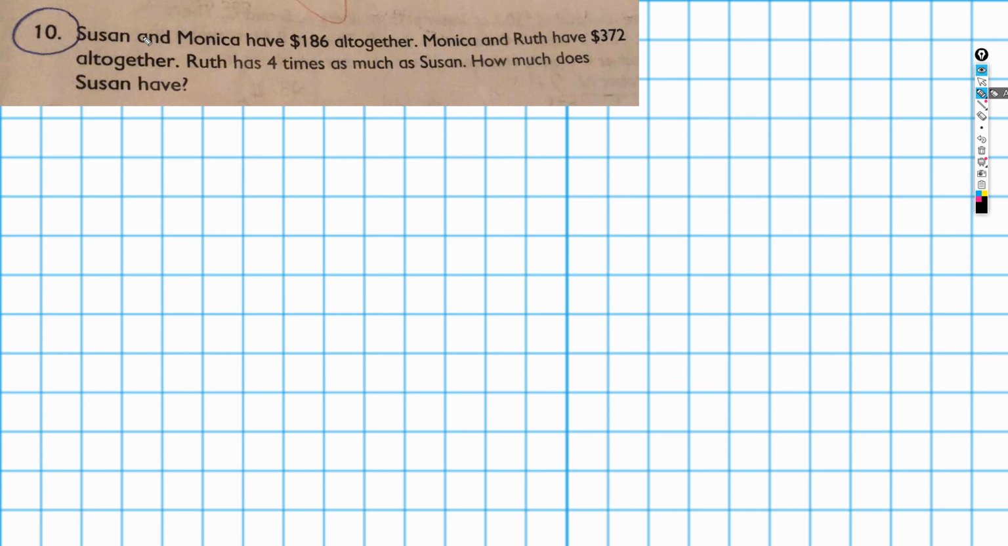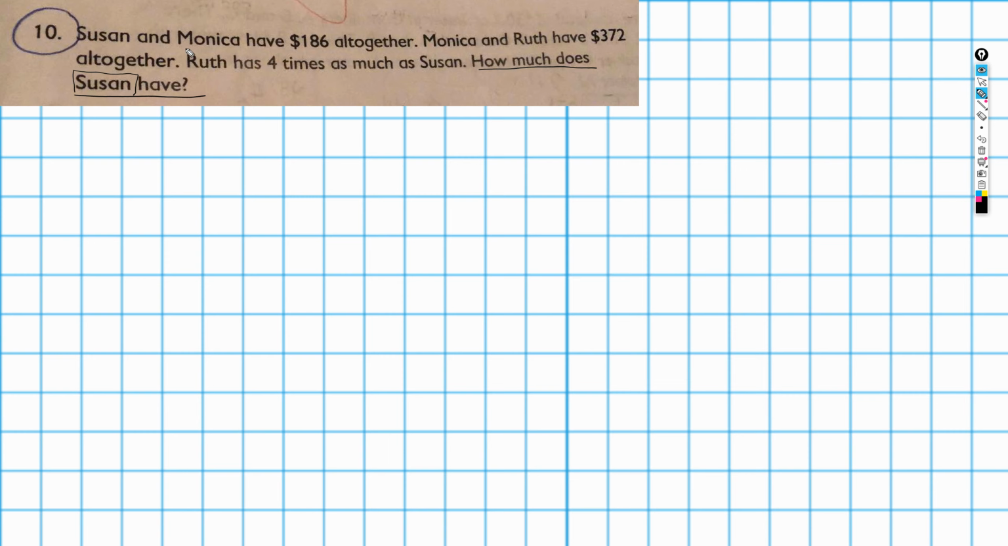Okay, so Susan and Monica have $186 altogether. Monica and Ruth have $372 altogether. Ruth has 4 times as much as Susan. And the question we're asked here is, how much does Susan have? So it's Susan's amount that we are interested in. Okay, so where do we start?